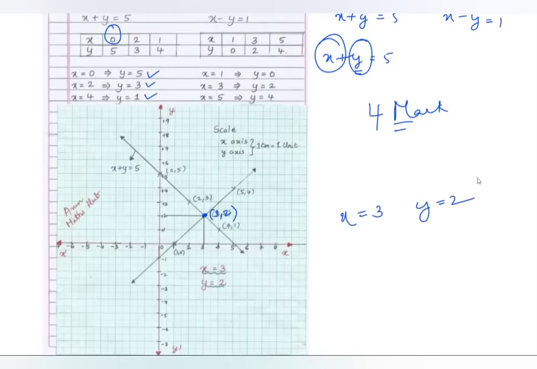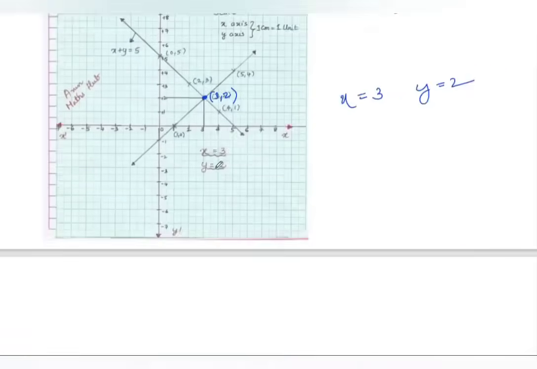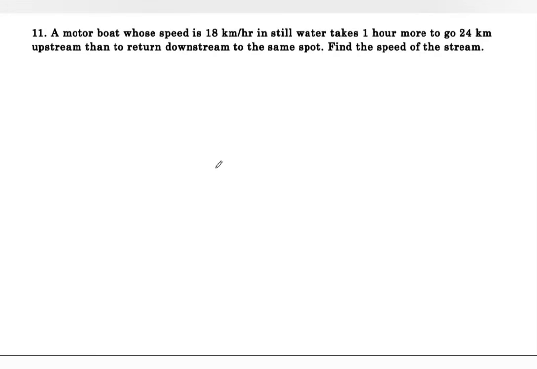Students, I have solved these questions with examples and more questions on my channel. I have explained in detail, and also I have solved this question. You can check it out. Very important question for 4 marks. It is a 4-mark important question for the exam.